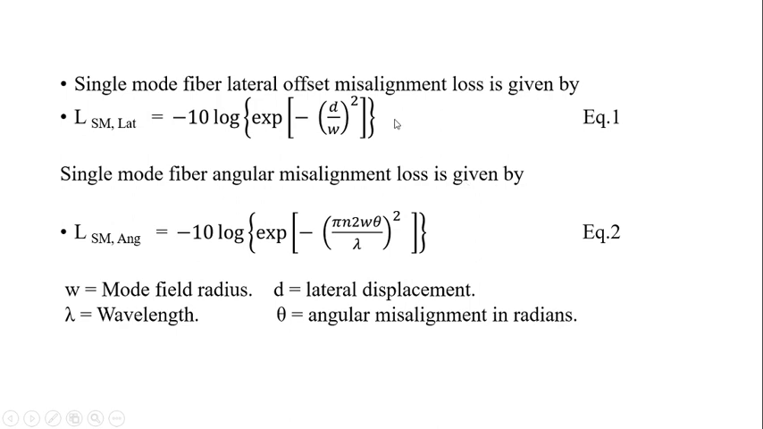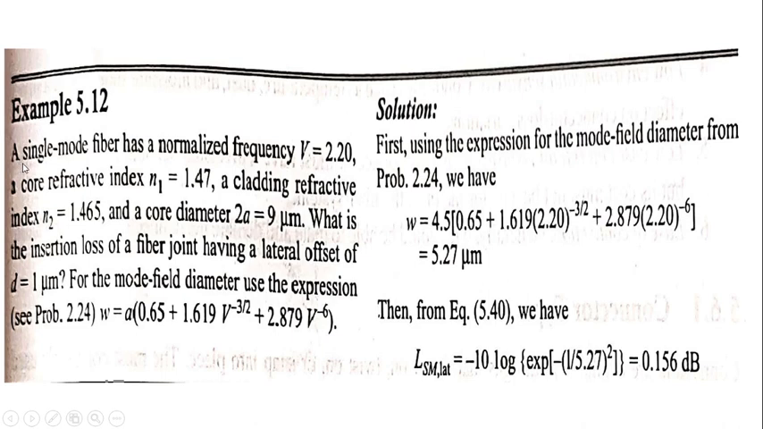Let us discuss one problem regarding this particular loss. A single mode fiber has a normalized frequency V is equal to 2.20, a core refractive index N1 is equal to 1.47, a cladding refractive index N2 is equal to 1.465, and core diameter 2A is equal to 9 micrometer. What is the insertion loss of a fiber joint having a lateral offset of d is equal to 1 micrometer? So this is the question you asked.